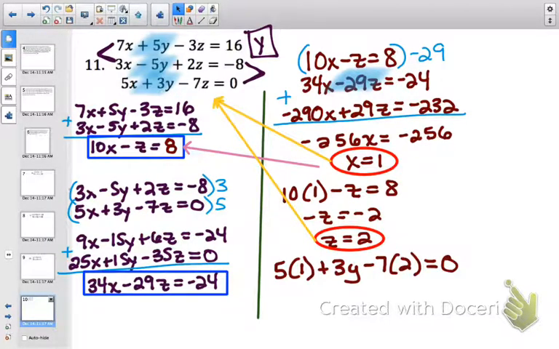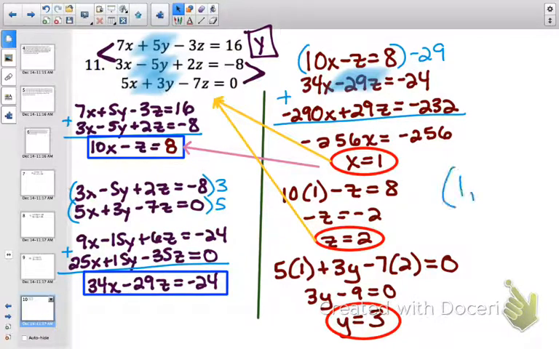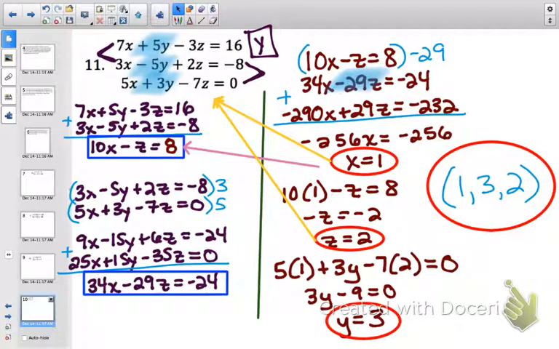I plugged in 1 for x and 2 for z, and all we have to do is solve for y. We get 3. The very last part of this problem is to write it in an ordered triple format. So make sure we go x, y, then z. So 1, 3, then 2. And that's it.